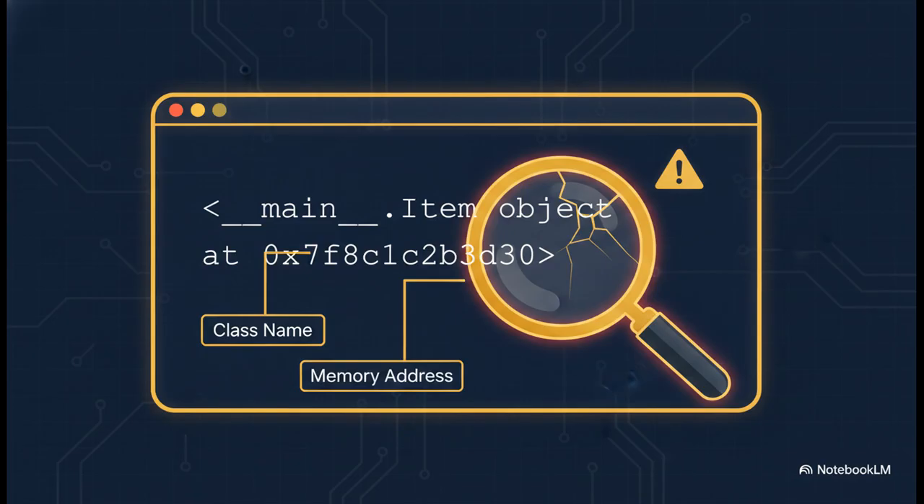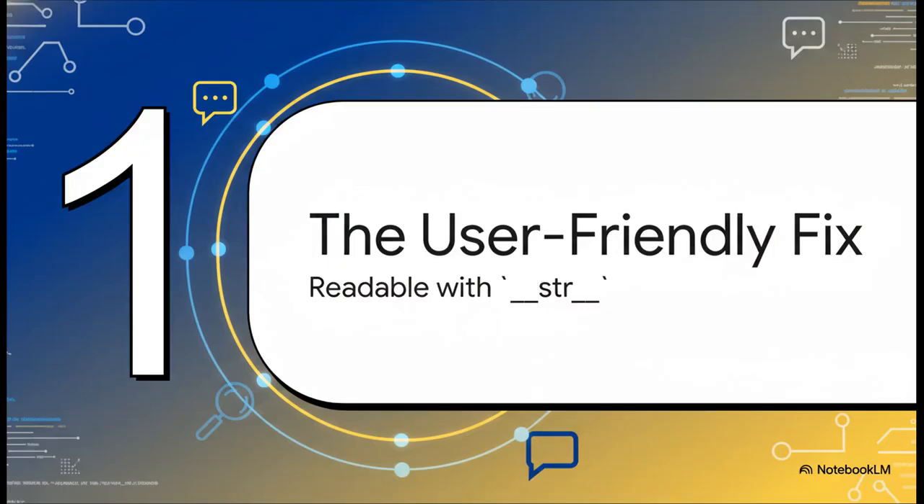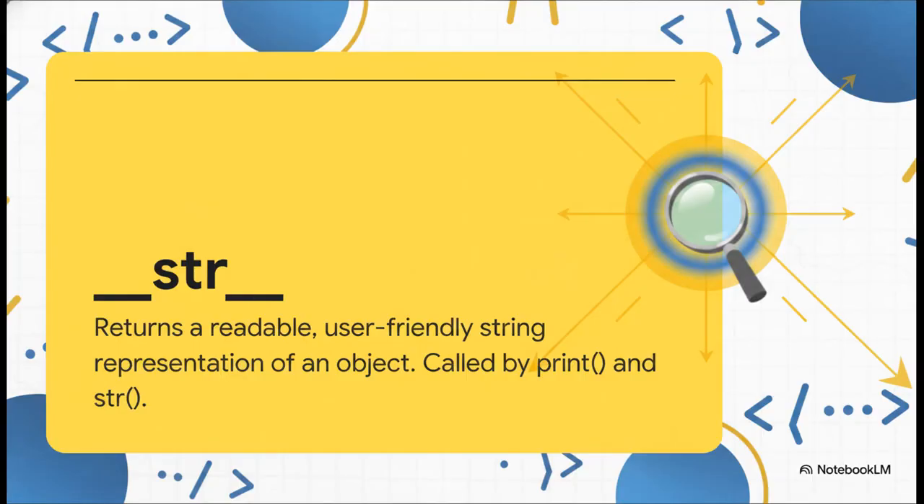Okay, let's fix this. So, our very first job is to give our object a clean, readable face for the outside world. This is all about clear communication for the end user. And why does this matter? Well, because clear outputs make your whole program feel more professional and way more intuitive to use. And the way we do this is with a special method that we call dunder str, or __str__. Its entire reason for existing is to give a nice, clean output that's meant for human eyes. You should really think of it as the public face of your object. It's what you want people to see when they hit print.